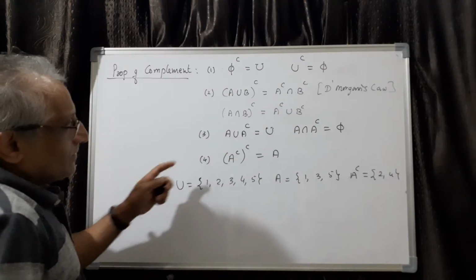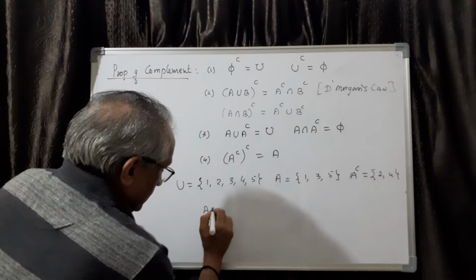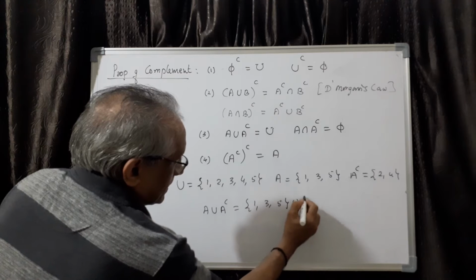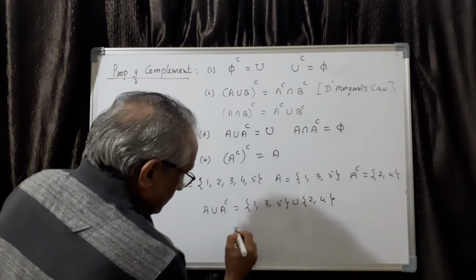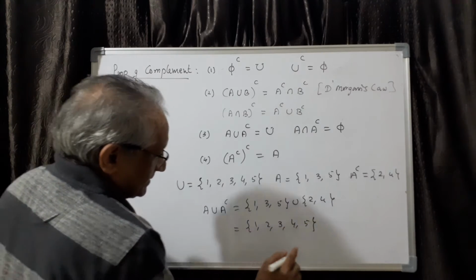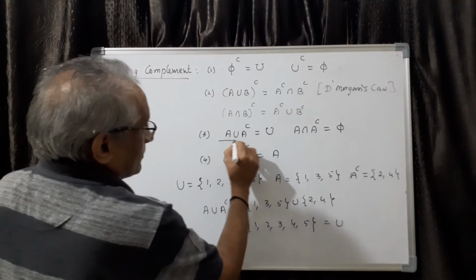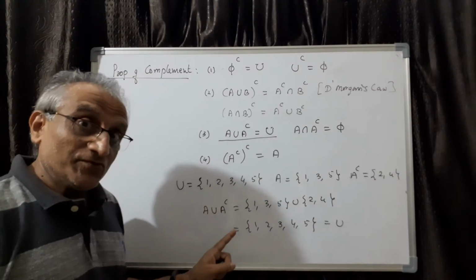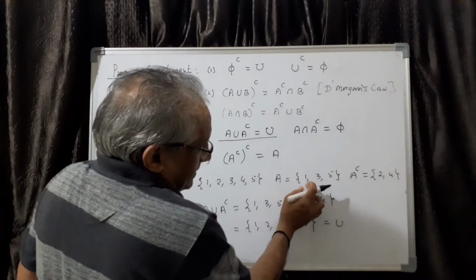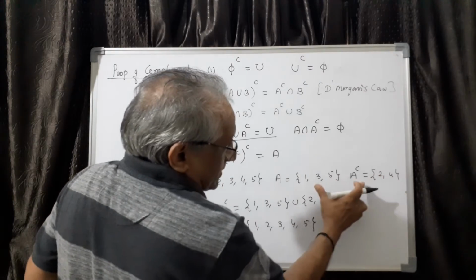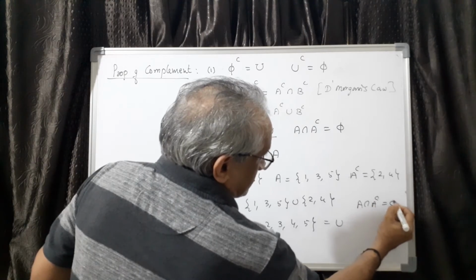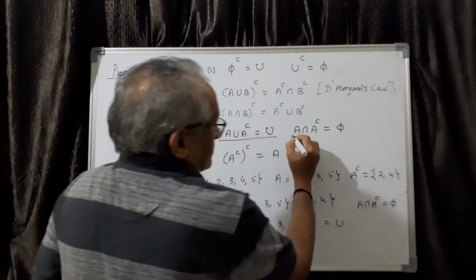Now you can check. What is A union A complement? It will be 1, 3, 5 union 2, 4. When you combine them together, you get 1, 2, 3, 4, 5. So what is this one? This is U. So this law is verified. Actually, this is not a proof, it is verification with the example. Same thing you can see here. A contains 1, 3, 5, whereas A complement contains 2, 4. They are disjoint. Therefore, definitely A intersection A complement is always pi. So this law is also verified.